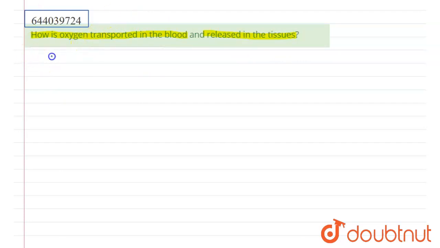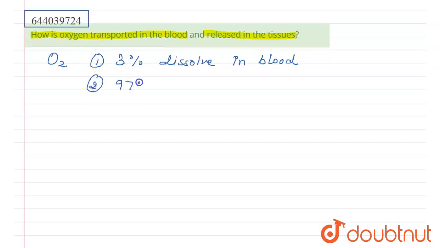So number one, oxygen is carried out in two methods. Number one, it is dissolved in the form of dissolved oxygen in the blood. So 3% of the oxygen is carried in the dissolved form in the blood. The rest of the 97% of the oxygen is carried by a carrier molecule which is known as hemoglobin.